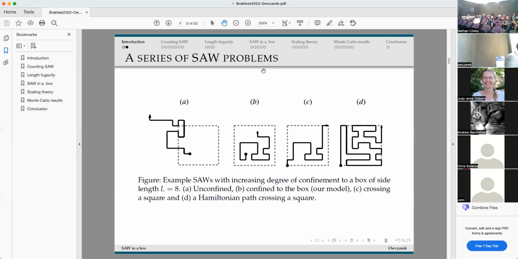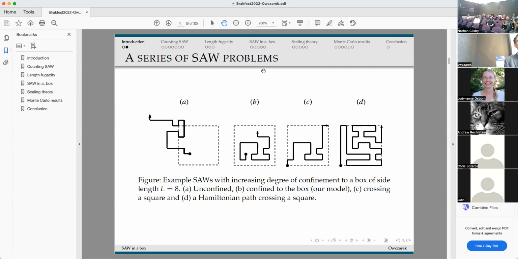So I want to talk about a series of problems, three of which have appeared in the literature previously. Under A, we have a self-avoiding walk, unconstrained, and we're going to talk about square lattice self-avoiding walks. We have done a bit today. Unconstrained in any way. There is a dotted line on there just to say that the self-avoiding walk doesn't care about the dotted line. It just goes in and out. It doesn't care whether it's in a box or not, or in a square.